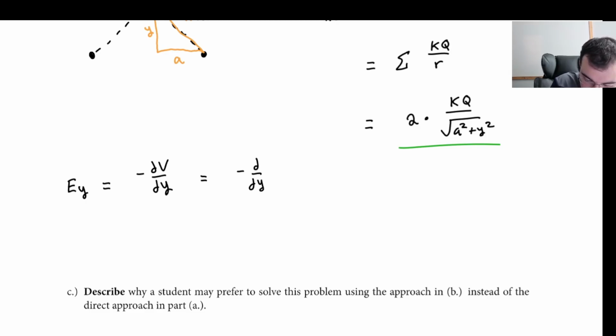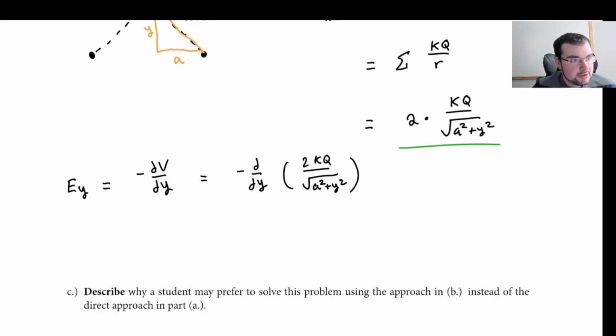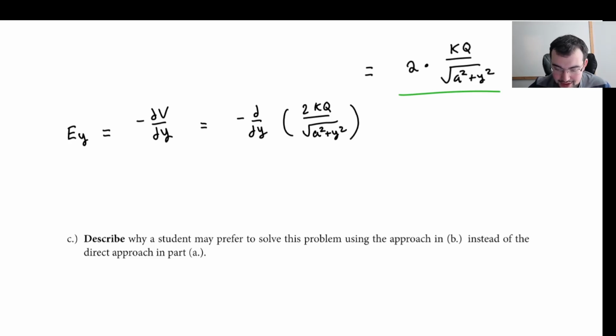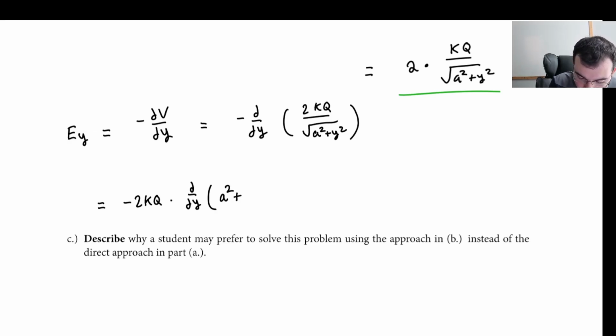So we can just take the y derivative of 2kq over square root a squared plus y squared. And these always look intimidating, much more in physics class than calculus because of all the constants. So let's pull out the negative and the 2kq and maybe rewrite that as a power on the bottom. So we just want negative 2kq times the derivative of, well, a root on the bottom, that's just the negative 1/2 power.